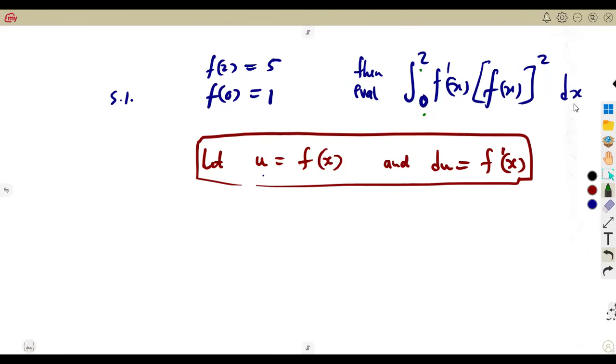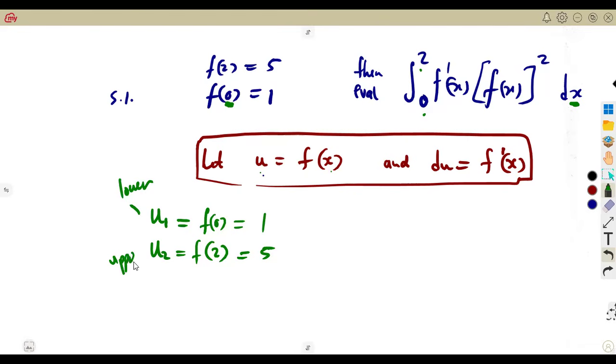These limits were for x. So we need the limits for u from this. That is where the limits are. Remember, the consideration of the limits is going to be the lower limit from the lower value, f of 0. Remember, u represents f of x. So in place of x, they just put a 0 and they say the answer is what? Is 1. So from f of 0, you have 1. That is your lower limit from the lower value. The upper limit, the bigger value there, that is your upper limit, u2, which is f of 2, which is 5. So you've got your lower limit and you've got the upper limit of the integral.